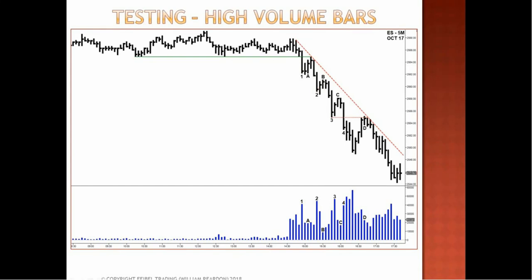Then what happens? Two bars later, B prints a textbook 10 out of 10 no demand bar. Why? Very narrow spread with no volume. There is no buying ability here. This bar we can trade. Volume has dramatically reduced and the spread has narrowed. We are getting continuation to the downside.